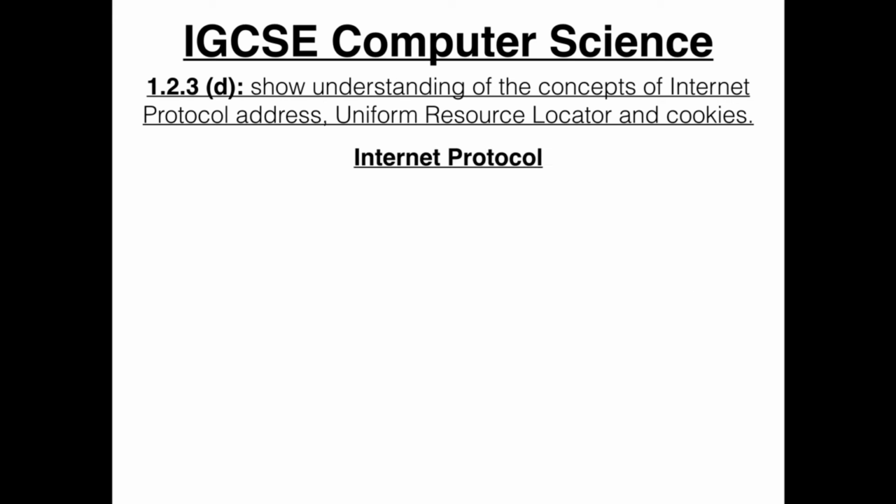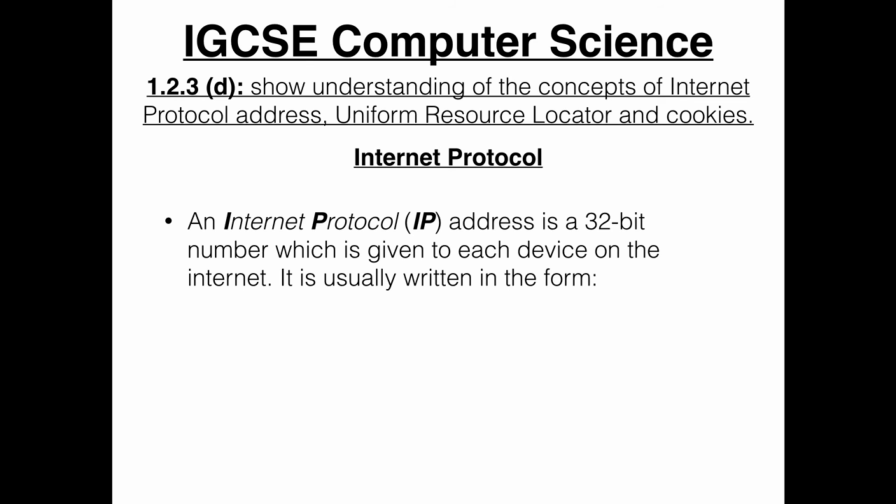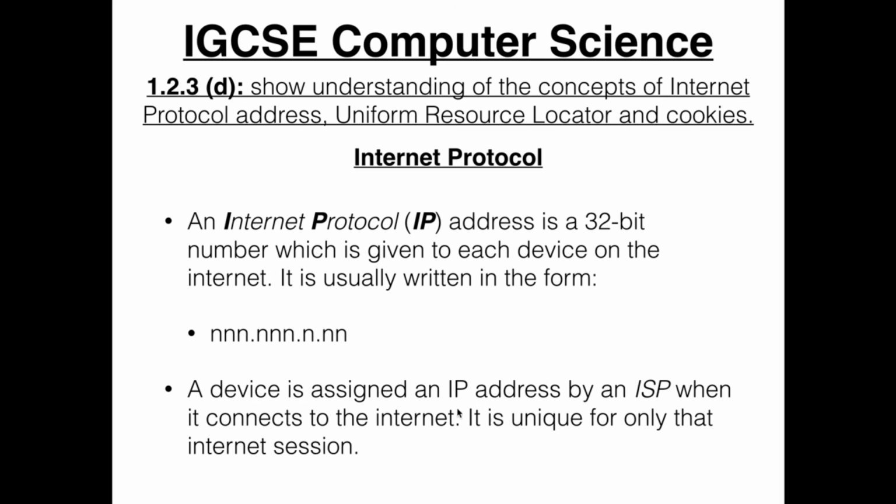So let's get started. Internet Protocol. An IP address is a 32-bit number which is given to each device on the internet. It's usually written in the form nnn.nnn.n.nn, although they can have different forms. If you look at the IP address of your computer, it should have this form. Well, at least mine does, but they can differ.